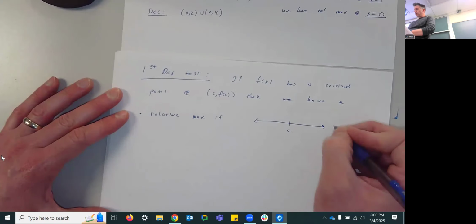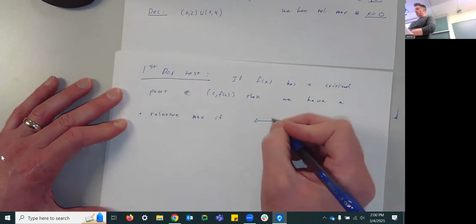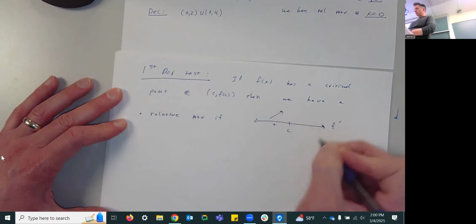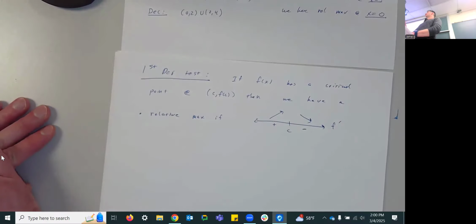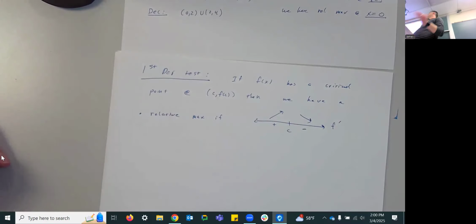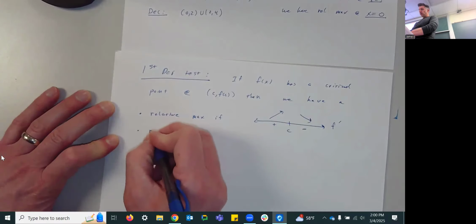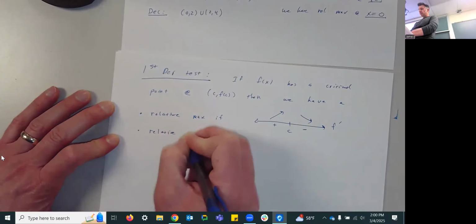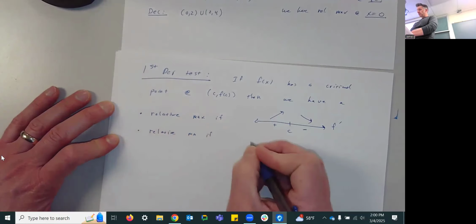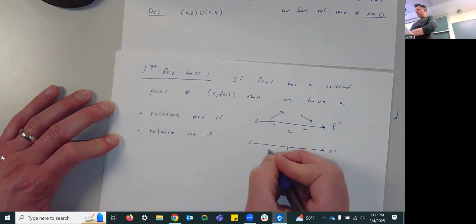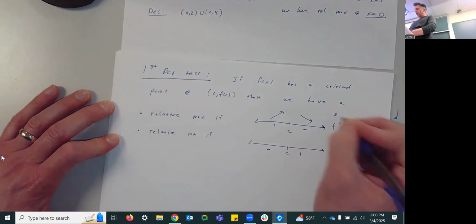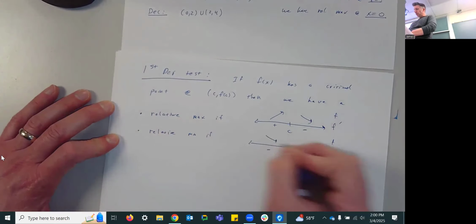There's your critical point. Your first derivative is positive on the left, so your function is increasing, negative on the right, so your function is decreasing. So your function goes from increasing to decreasing left to right. We have a relative maximum. Similarly, we have a relative minimum if at your critical point, the derivative goes from negative to positive, or your function goes from decreasing to increasing.